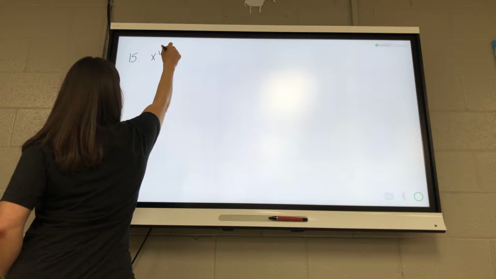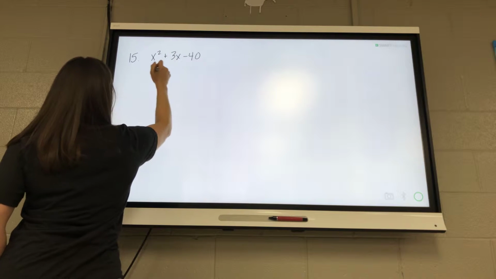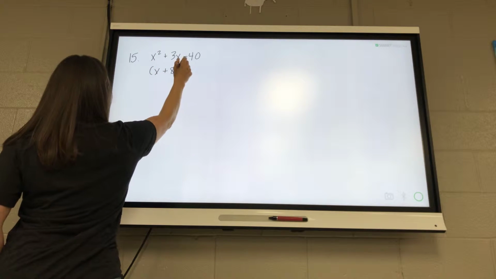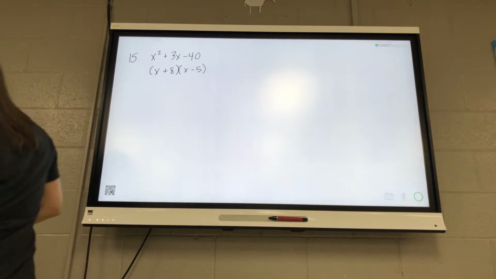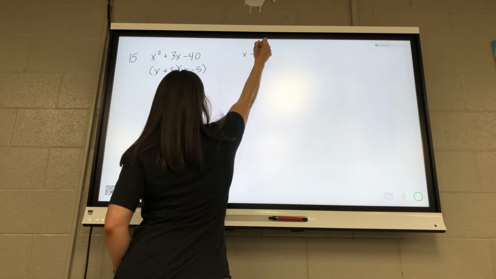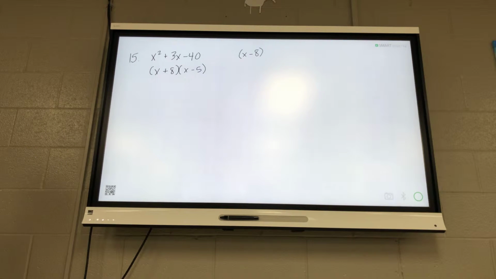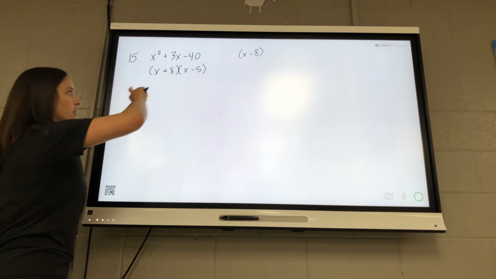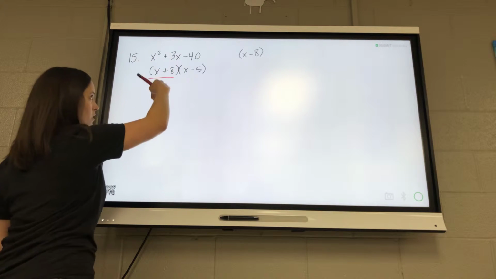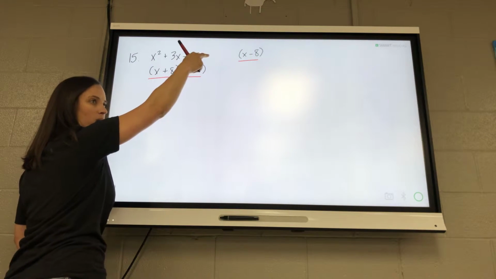Look at number 15 again, because I did not teach that well yesterday. X squared plus 3x minus 40. We said this factored to x plus 8 and x minus 5, and then the other term was x minus 8. So this is one term, this is another term. When you're doing the least common multiple, anything that's included, you have to include it once. So we have an x plus 8, include it. An x minus 5, include it. An x minus 8, include it. So your answer is all three of those things.